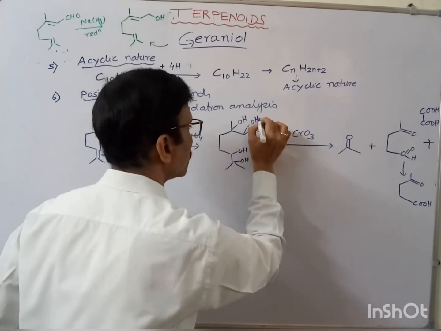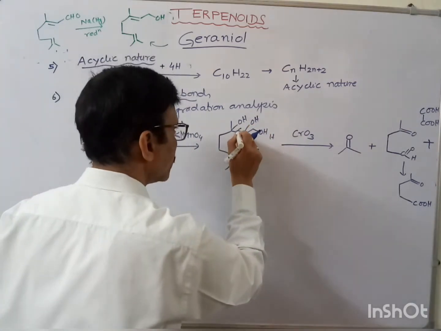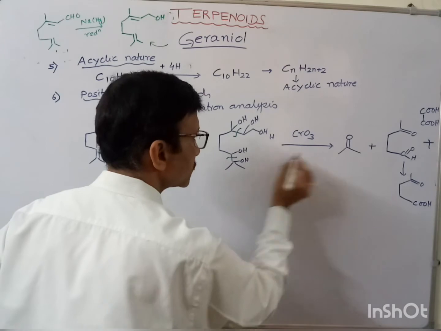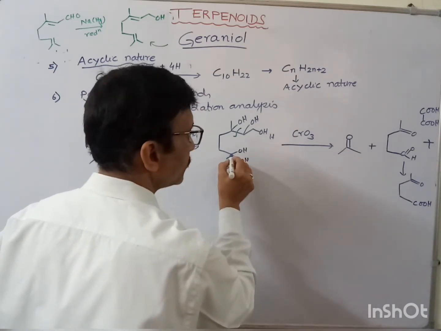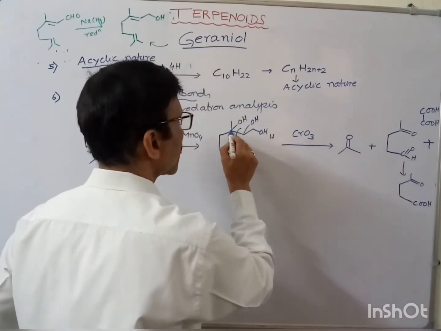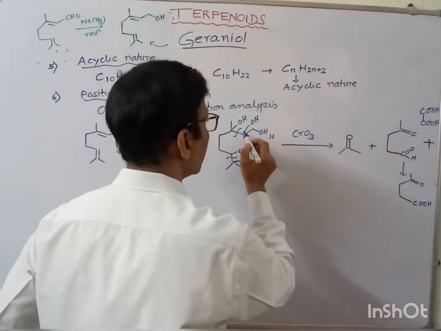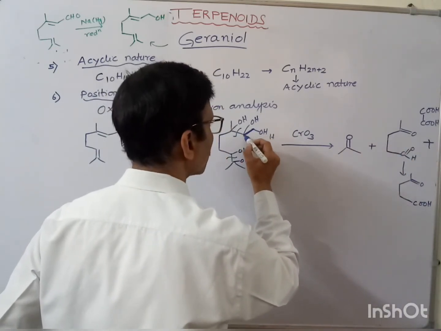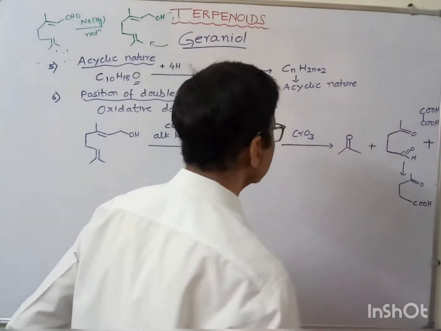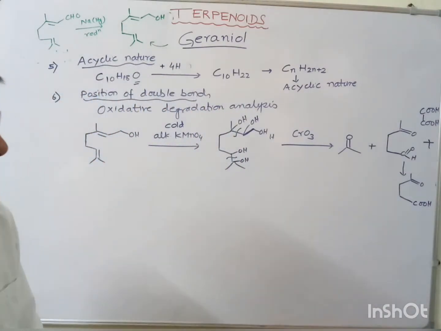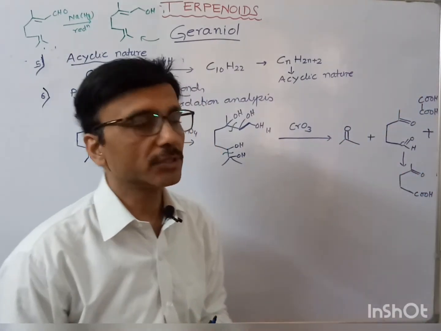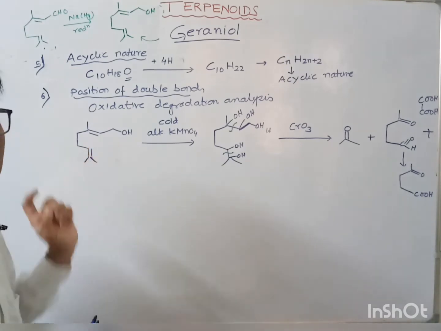This will form a diol, and this bond will break, and after the breaking of the bond, one of the products that we will get is keto. Another product, this carbon will first be converted into CHO, and then converted into COOH. This carbon will be converted into keto form, and these two carbons will be converted into COOH to get oxalic acid. Okay, so the formation of these three products tells about the position of these two double bonds.